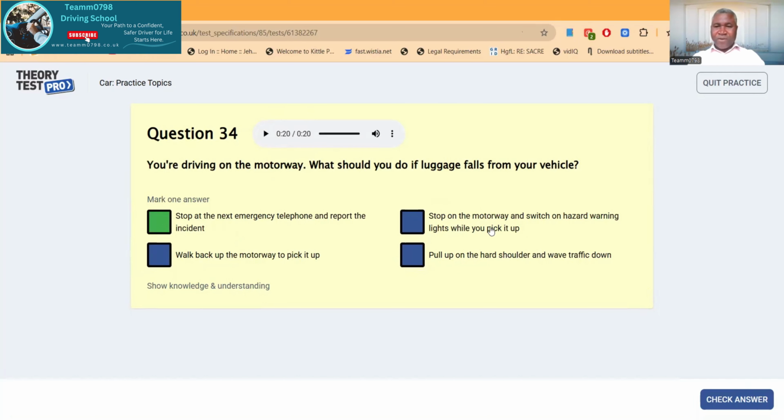Alright, okay. Stop on the motorway and switch on hazard warning lights while you pick it up. It's dangerous. Don't do it. Walk back and pick it up? No, don't do that. It's dangerous. Pull up on the hard shoulder and wave traffic down? No. The correct answer is stop at the next emergency telephone and report the incident.